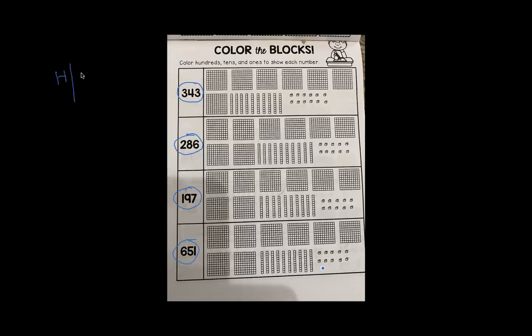Let's sing our hundreds, tens, and ones song. Okay? Hundreds, tens, and ones. Hundreds, tens, and ones.